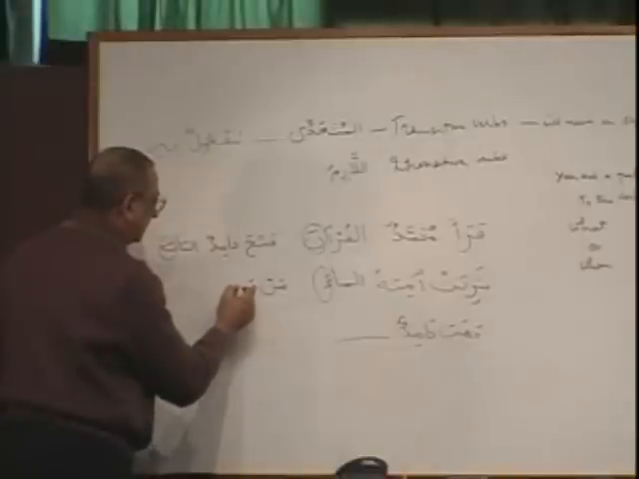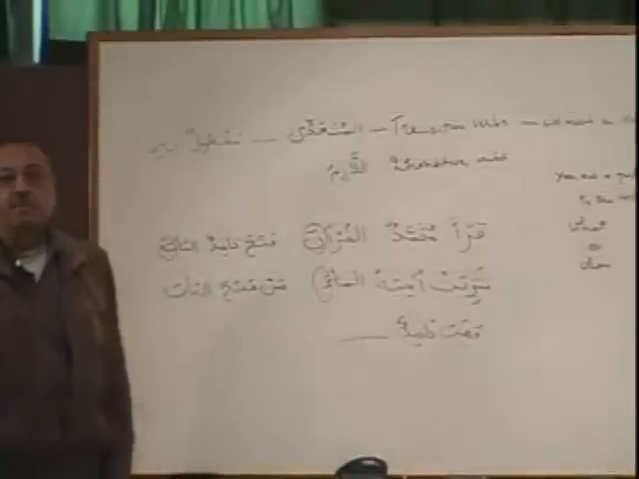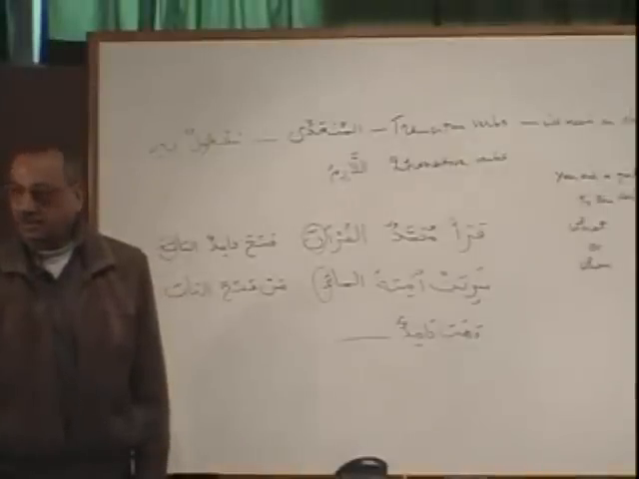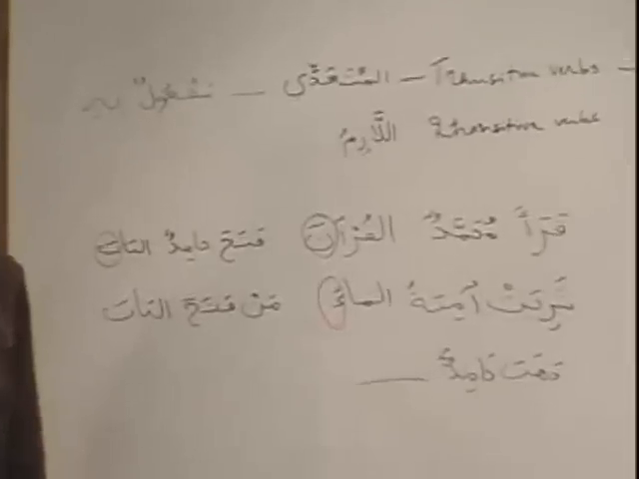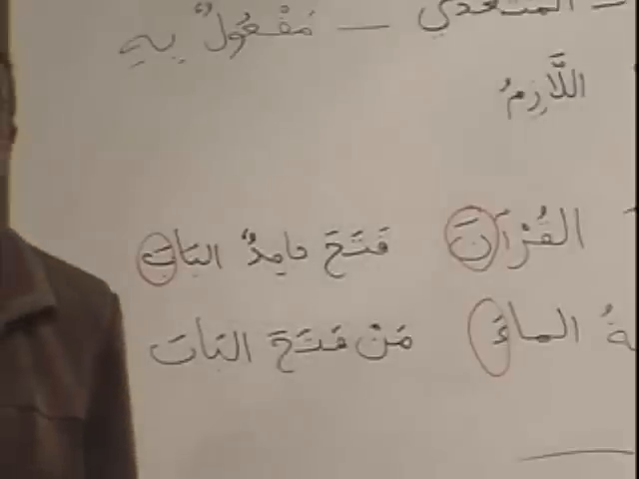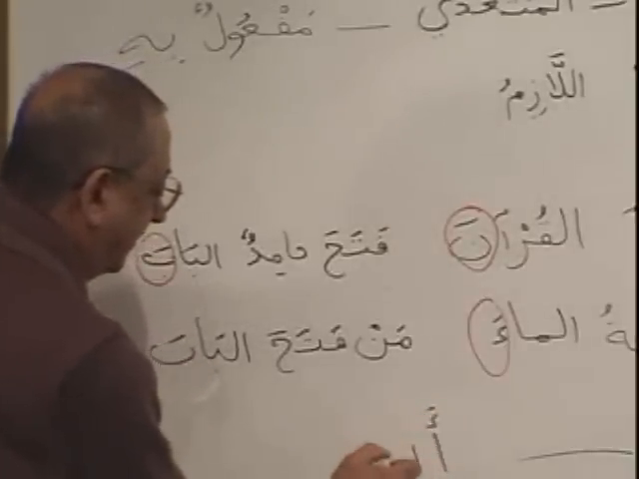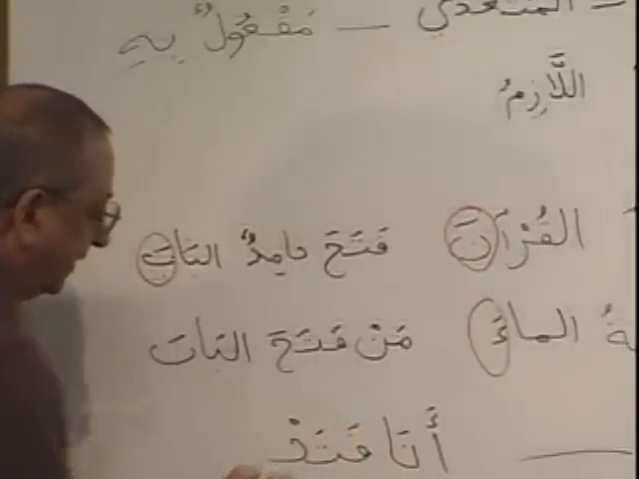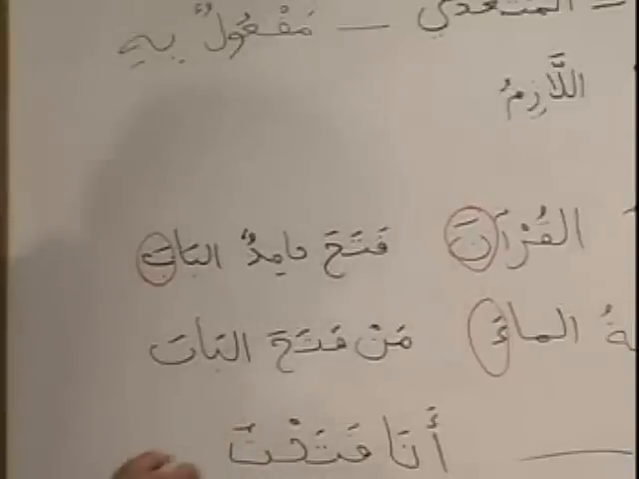If I tell you, Man fataha al-baba. Man fataha al-baba. Who opened the door? Are you with me? Who opened the door? Now Hamid answers, Ana fatahtuhu. See, now instead of, he can say Ana fatahtu al-baba, but instead the more suitable answer will be Ana fatahtuhu. See, now fataha is your verb, tu is your fa'il, and then what is hu, brothers and sisters? Maf'ulun bihi. Got the idea?